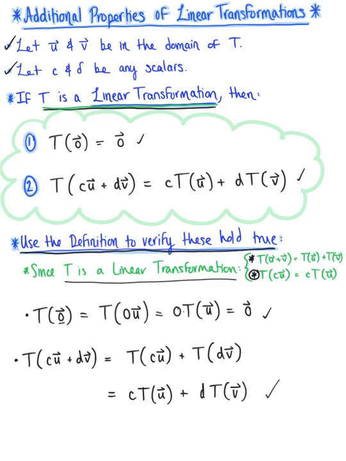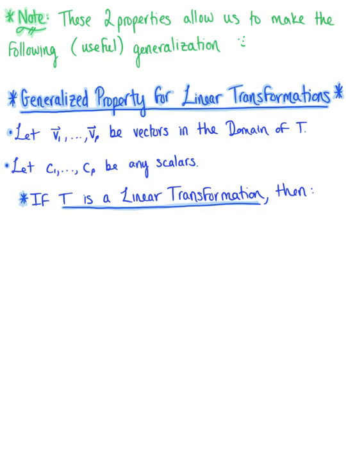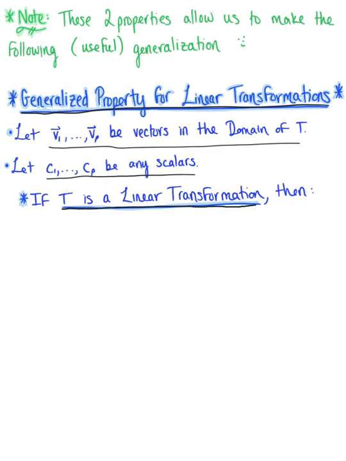And we can make one final generalization using the definition and these two new properties. So let's take a look. We are going to take the definition and those two properties that we just looked at to come up with a generalized property for linear transformations. So here, we want to let vectors v sub 1 through v sub p be vectors in the domain of our transformation T, and we're going to let c sub 1 through c sub p be any scalars our little hearts desire.